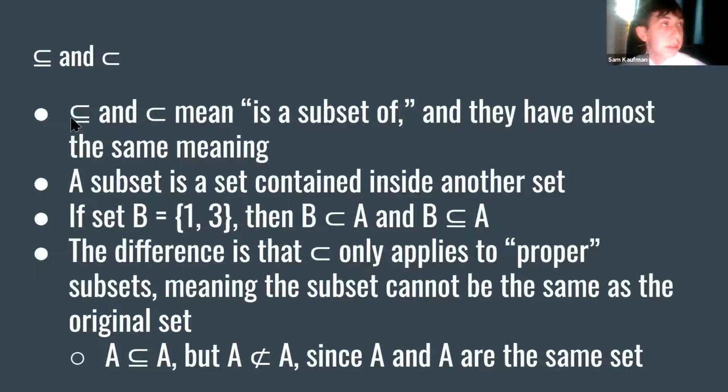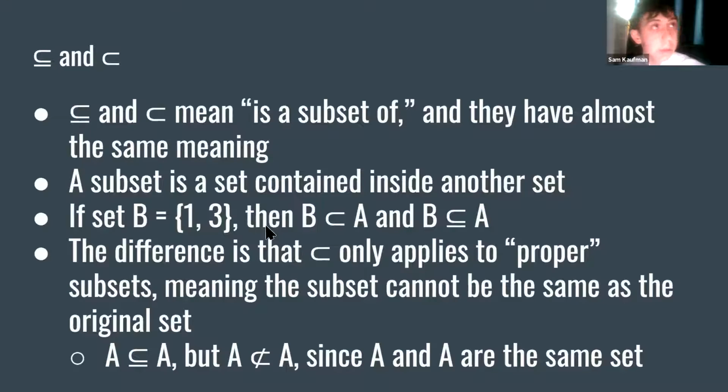These next two symbols mean is a subset of. They have almost the same meaning. We'll get into the difference between their meanings in a second. A subset is just a set that is contained inside another set. That means every element in the first set is also in the second set.